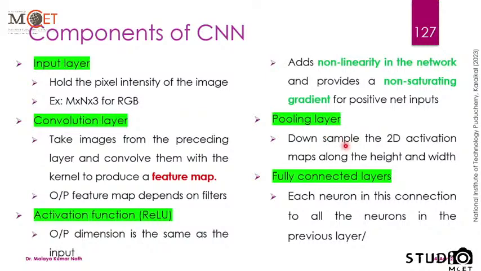People have used different types of pooling operation, like max pooling, average pooling, as well as global pooling. Then we are using a fully connected layer, which is nothing but a softmax, and uses a cross entropy loss function, basically to do the classification.